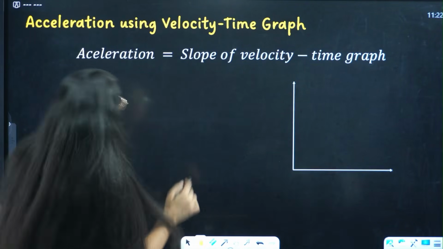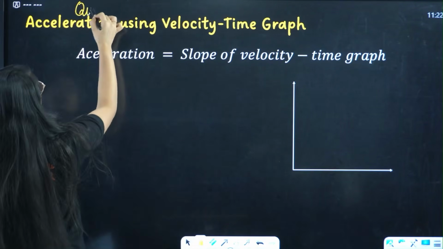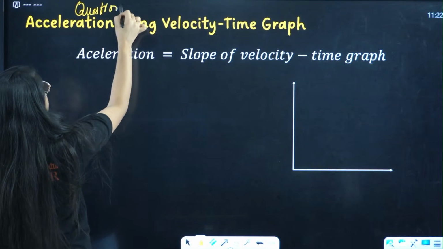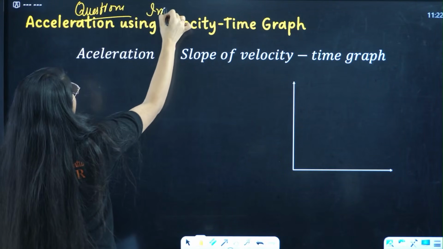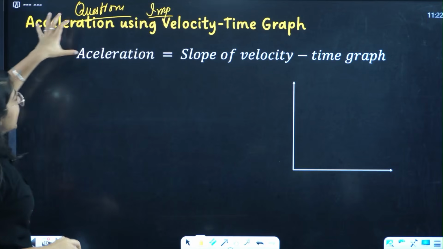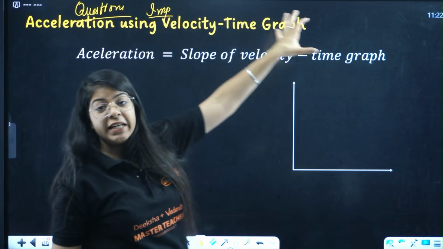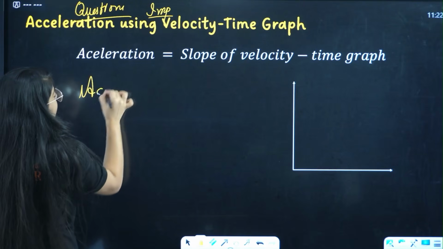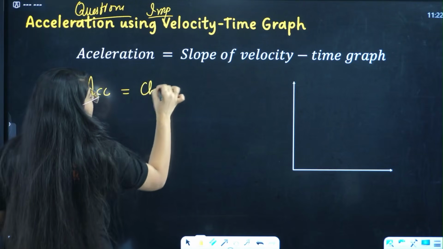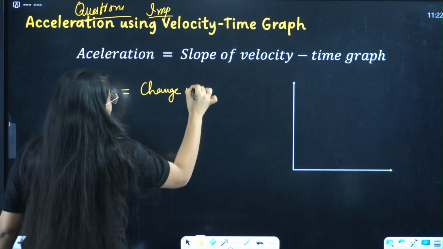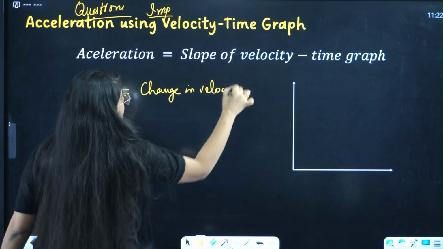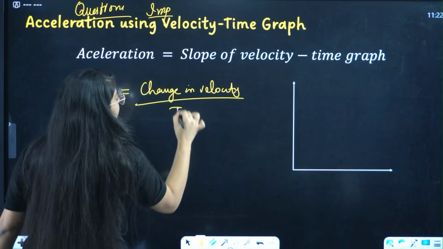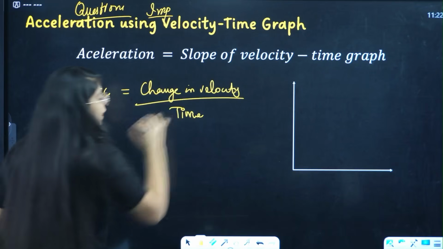Let's move to the very important topic now. From here, you will get questions, okay? You will get questions from this segment. It is a very, very important topic: how to find acceleration using a velocity time graph. Now, remember a very important thing. Acceleration is what? It is change in velocity per unit time, right?